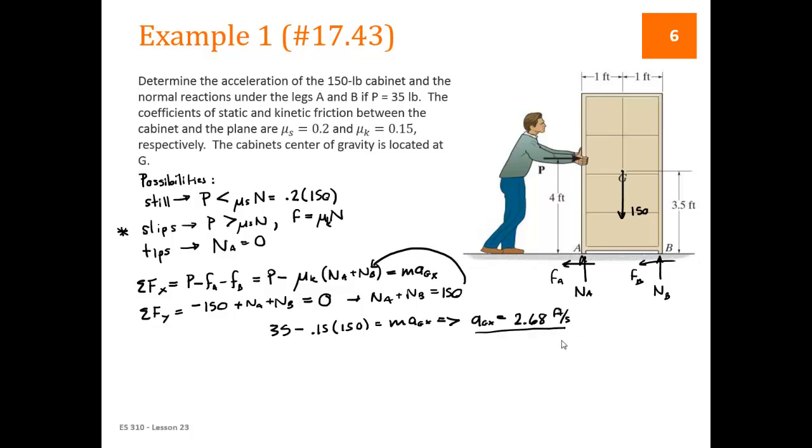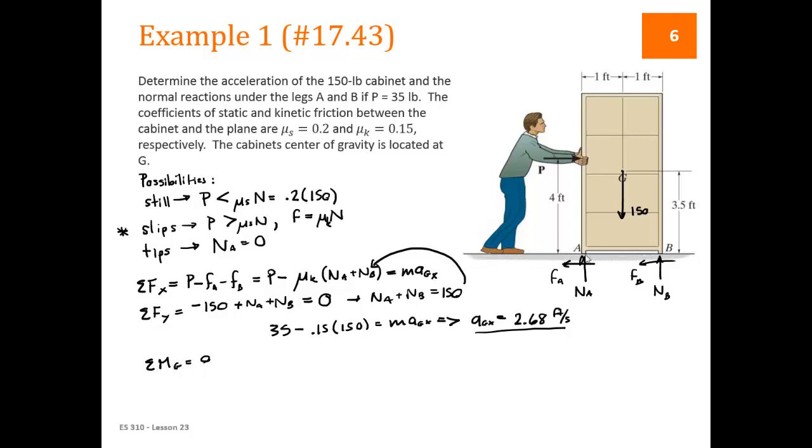Okay, now we need to figure out what NA and NB are, because they're not equal. So this requires a moment. Now the moment equation we have is that the sum of the moments around the center of gravity is equal to 0. Now in statics, where nothing was rotating, nothing was moving at all, we could pick any point we wanted to sum our moments.